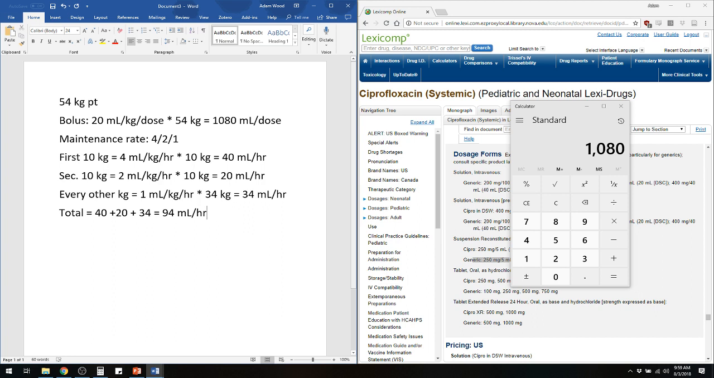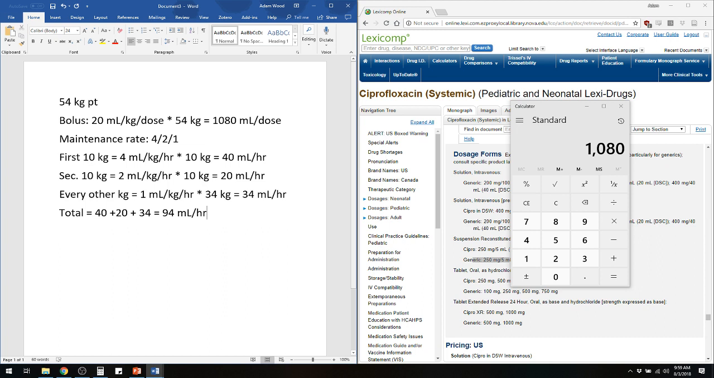Now, if the patient only weighed, say, 17 kilograms, you just stop at the 2nd step. You don't have to go to the 3rd step there, right? Because, again, they don't have more than 20 kilograms to work with there. Again, if I ask about a patient who's weighed in grams, make sure you convert it to kilograms. Just divide by 1,000.